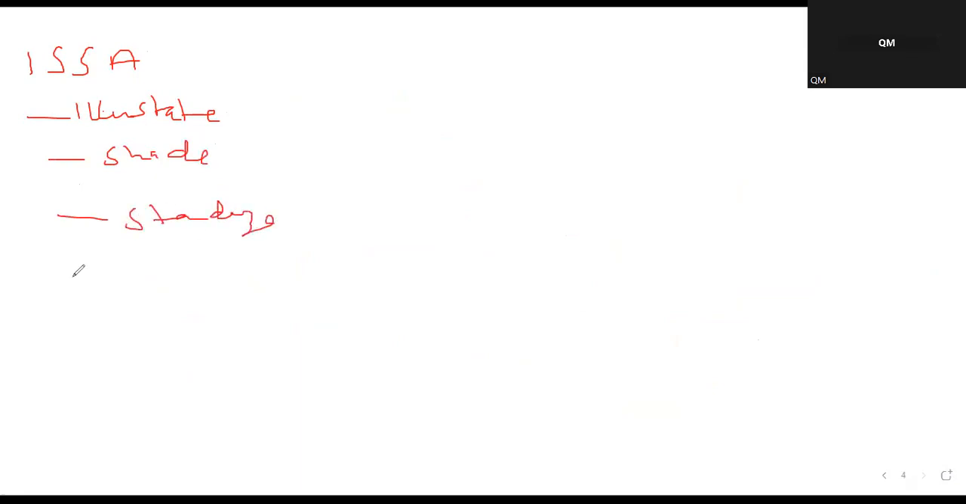So I'm going to teach you 4 steps that you need to know. I call them ISA. Step 1, you need to learn how to illustrate. Step 2, you need to know how to shade. Step 3, you need to know how to standardize. And step 4, you need to know how to apply the principle. But let me start with already standardized figures.